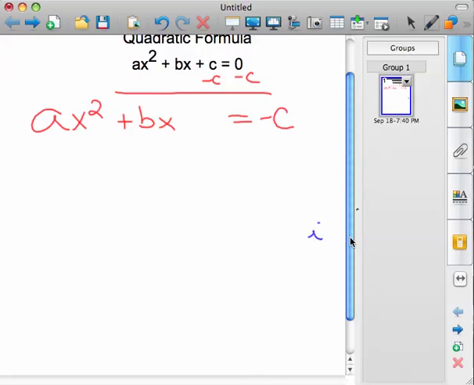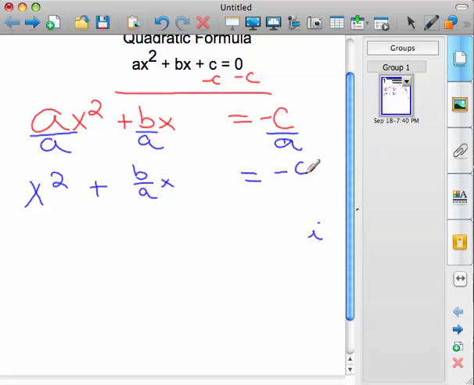Then we want our quadratic coefficient to be 1, so we'll divide everything by the quadratic coefficient of a all the way across. And so x squared plus b over a x equals negative c over a.